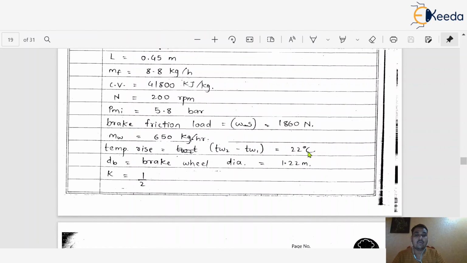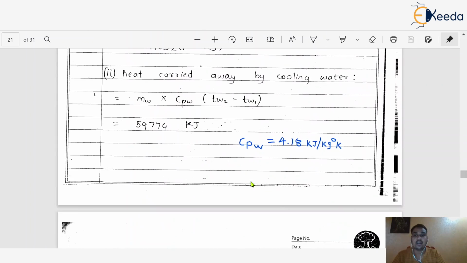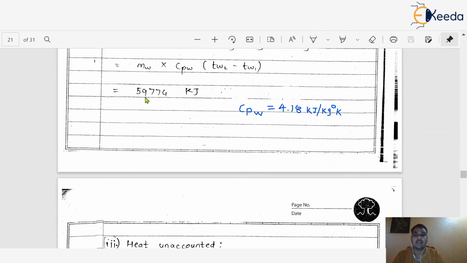So we can convert this into degree Kelvin. Put all those values over here, and finally we come to know the answer will be 59774 kilojoule.